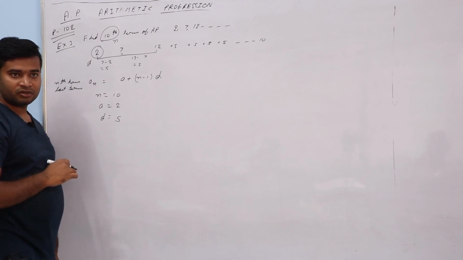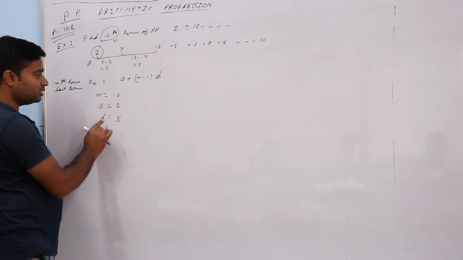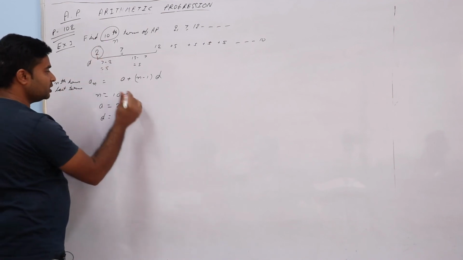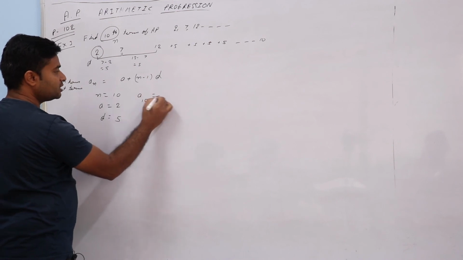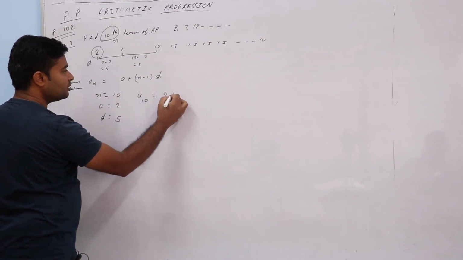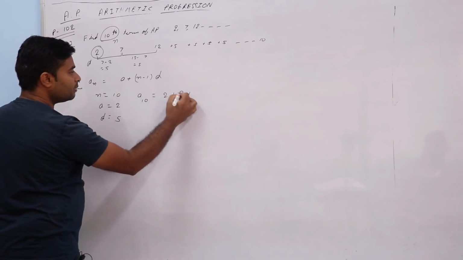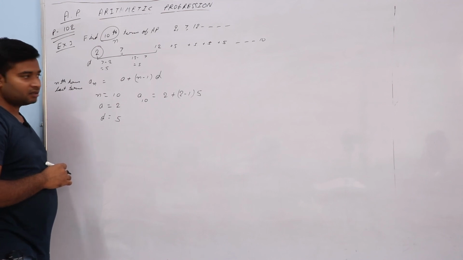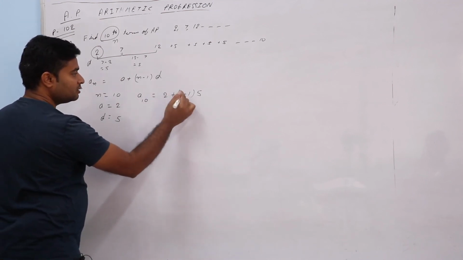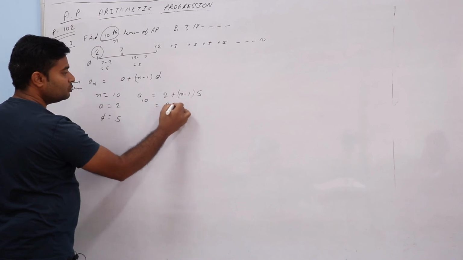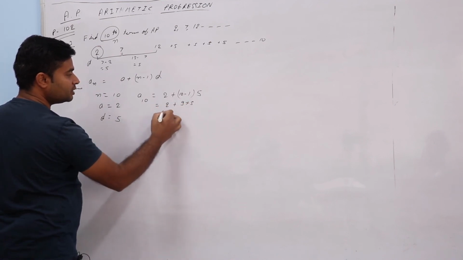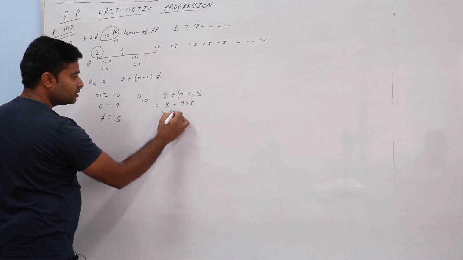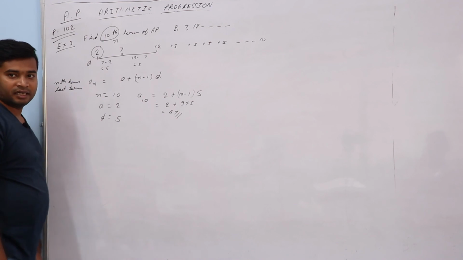Yes or no? A is equal to 2, D is equal to 5, n is equal to whatever is asked. Now substitute the same things here. So An is equal to A, which is 2, plus n minus 1 into D, which is 5. Sorry, n is 10, right? So 2 plus 9 into 5. 9 fives are 45. 45 plus 2 is 47. Getting how you get the answer?